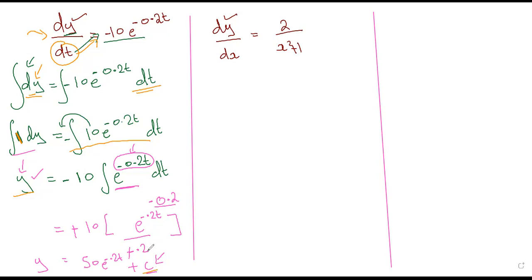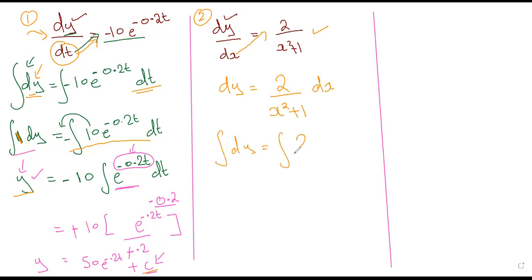Okay, very good. Right, let's do the second question. Now we have to solve this differential equation. In order to solve any differential equation, you have to integrate it. How do we do it? We'll take this dx to that side. dy equals 2 over x square plus 1 dx. Now we integrate both sides. Integral of dy equals, and we have to integrate this side.